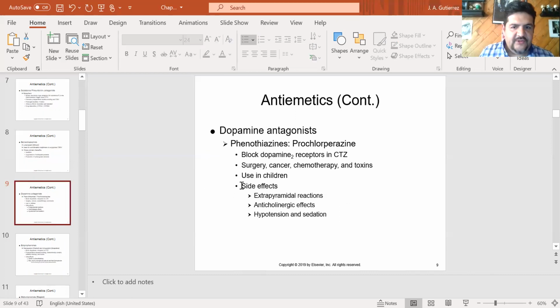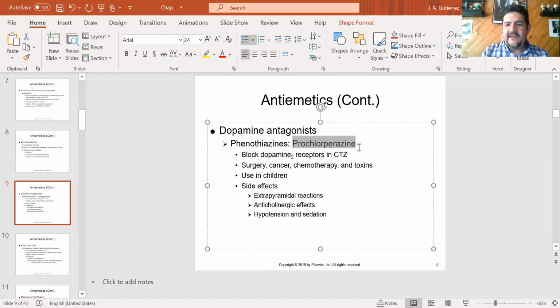The other group is the dopamine antagonists, so now we're going to block dopamine. Here we have the phenothiazines, an example, prochlorperazine. So again, they end in azine. They block dopamine 2 receptors.